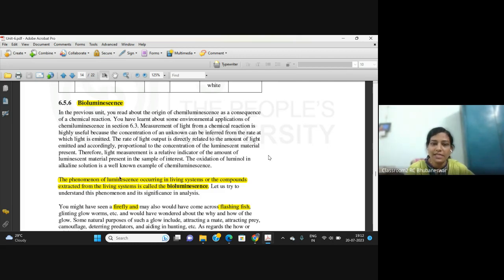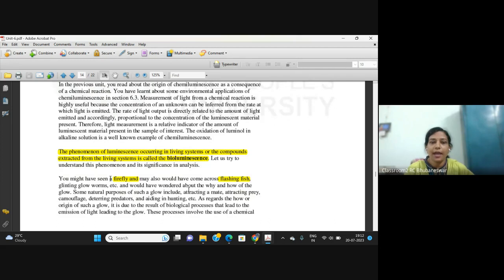The phenomenon of luminescence occurring in living systems, or in compounds extracted from living systems, is called bioluminescence. You might have seen a firefly, and may also have come across flashing fish and the green fluorescent jellyfish. A few people might have done scuba diving inside the sea, where you will find very luminescent glowing objects. Various fishes and various minerals are glowing in nature. We are able to see the glowing parts with our eyes when the environment is dark. So underneath the sea, you will find many glowing objects.